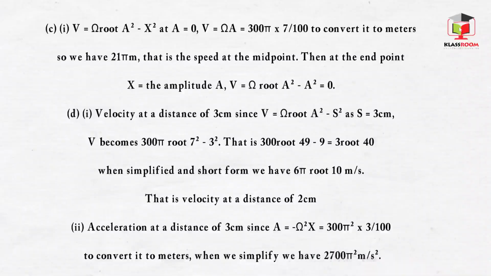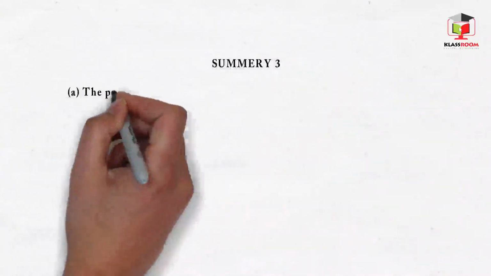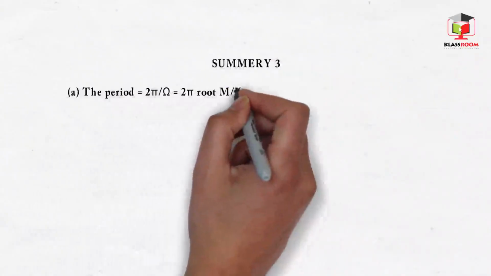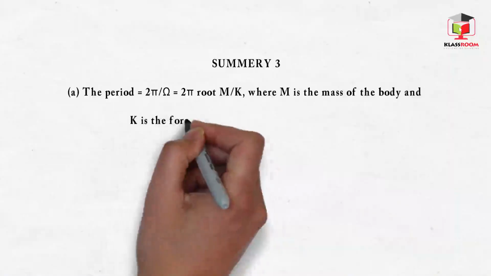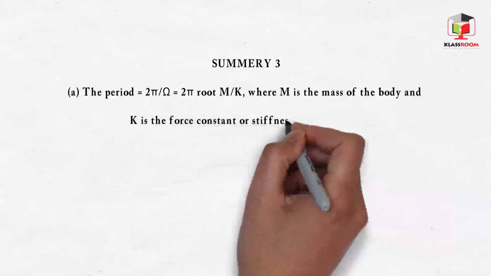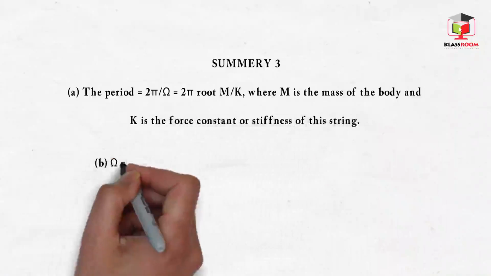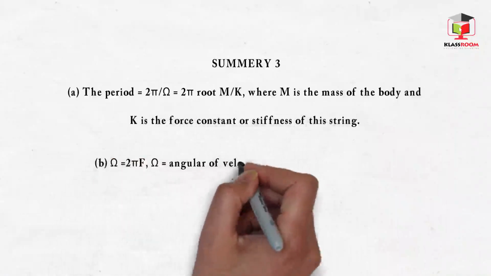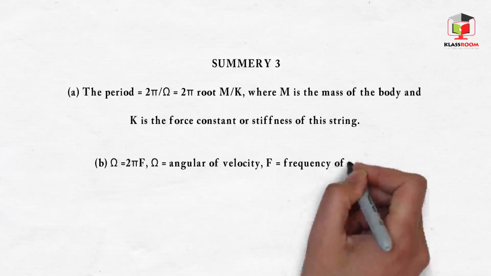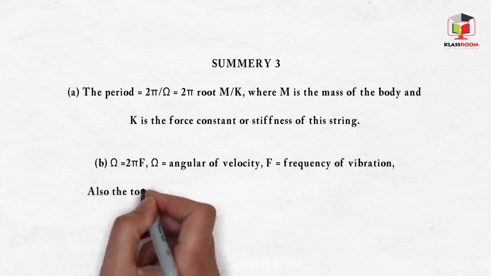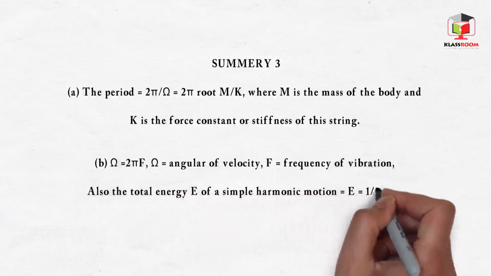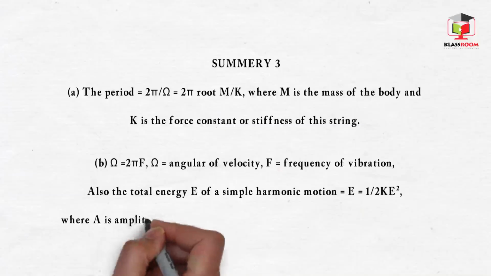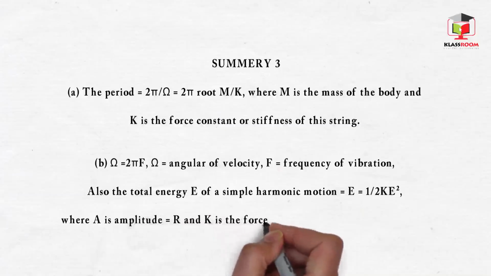Summary 3. The period is equal to 2 pi over omega, which is equal to 2 pi root m over k, where m is the mass of the body and k is the force constant or stiffness of the spring. Omega is equal to 2 pi f, where omega is the angular velocity and f is the frequency of vibration. Also, the total energy E of a simple harmonic motion is equal to 1 over 2 k a squared, where a is the amplitude, which is equal to r, and k is the force constant or stiffness of the spring.